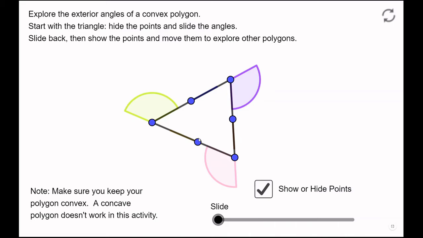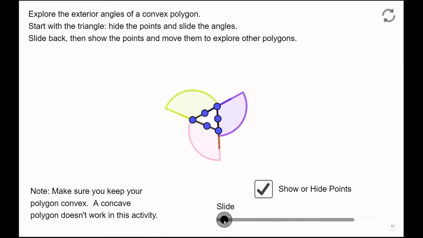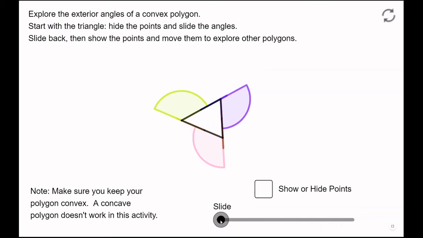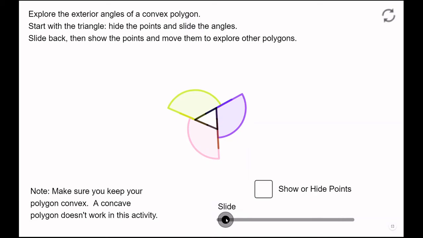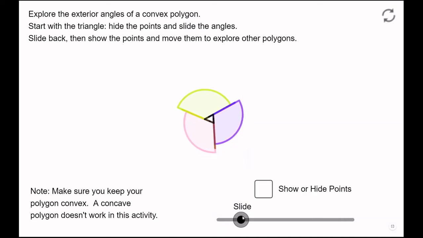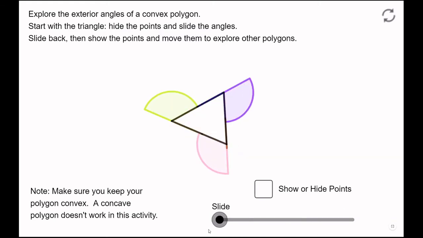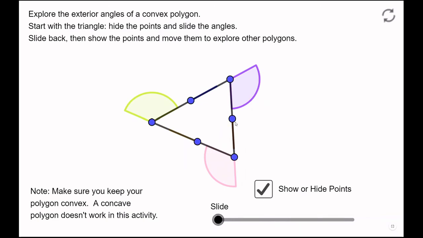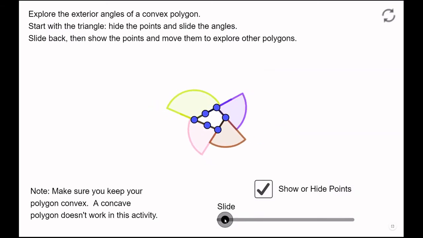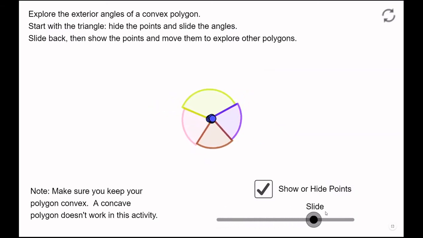So starting with the triangle, and I can slide this. It's better if you hide the points because then you can see what's going on. But you can see that if you slide all of these exterior angles together like that, they eventually come close enough together, they make a circle. They make a full 360 degrees. If I make it a four-sided polygon, they do the same thing. They all go in and make a circle, okay?